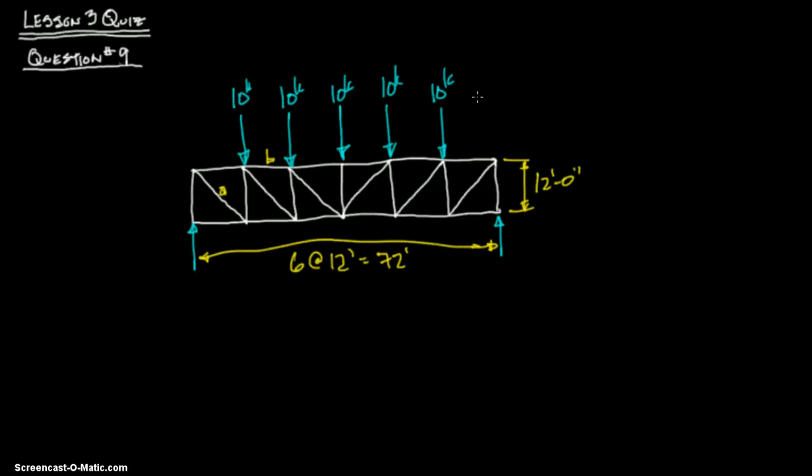Welcome to Gen.Struct.2 Lat.Forces, Lesson 3 quiz, question number 9. It says, in the truss shown above, the stress in member A is, and then it gives you A, B, C, and D.